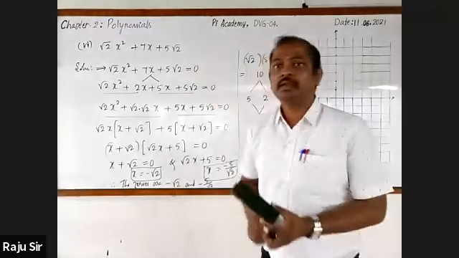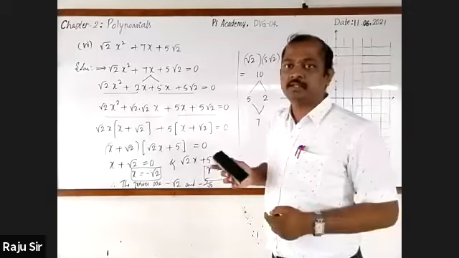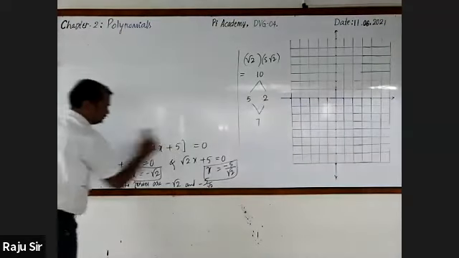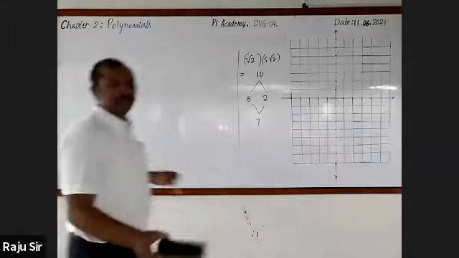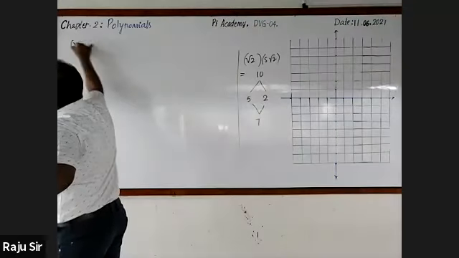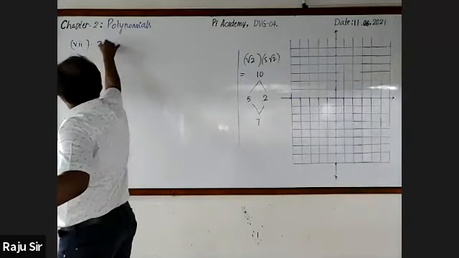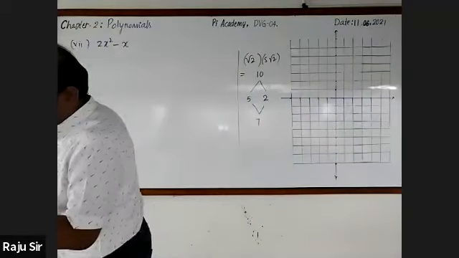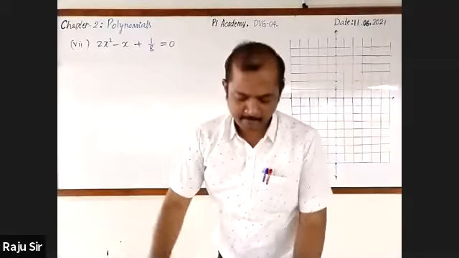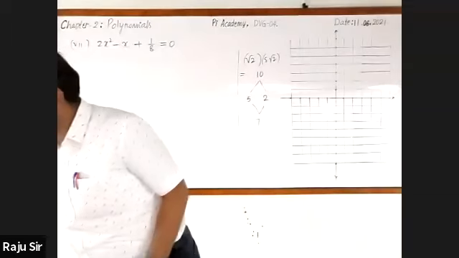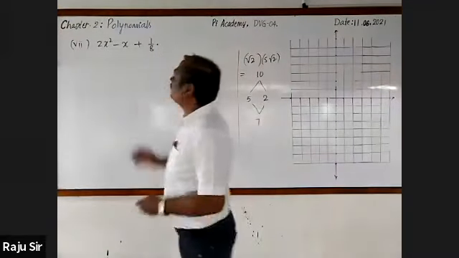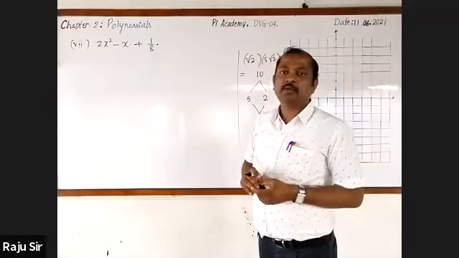Okay. Then I'll go for taking the next one. This is the last one regarding finding zeros. Right. This is 7th one. 2x square minus x plus 1 by 8, which is equal to 0. Sorry, not equal to 0. It's a polynomial. 2x square minus x plus 1 by 8.